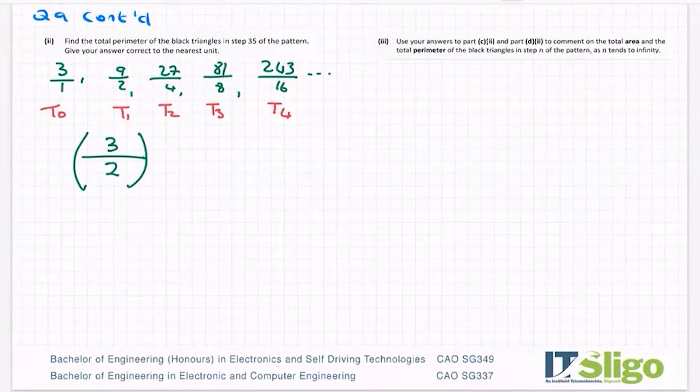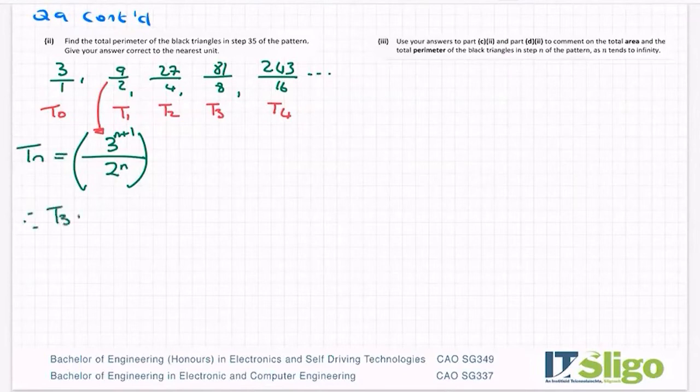I need the top to be squared to give me 9. But I'm only on n equal to 1, I'm only on T1. So I need an n plus 1 to force that to be squared. On the bottom, my n is 1, I'm on T1, and 2 to the power of 1 is 2. So I just need the bottom to be n. So that's my Tn term.